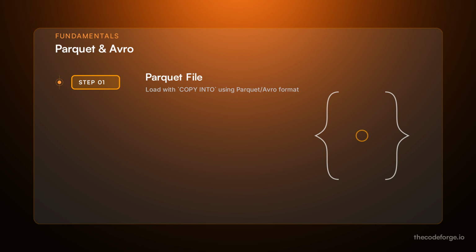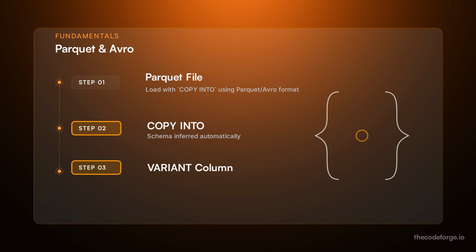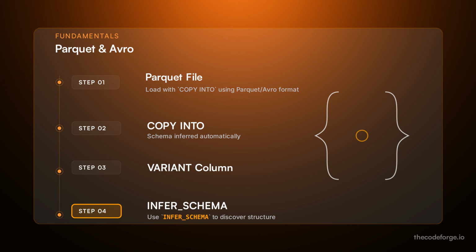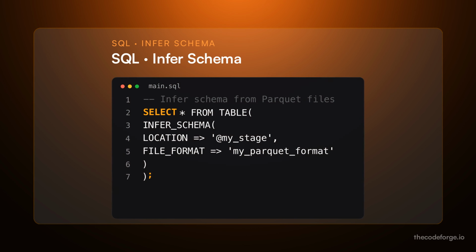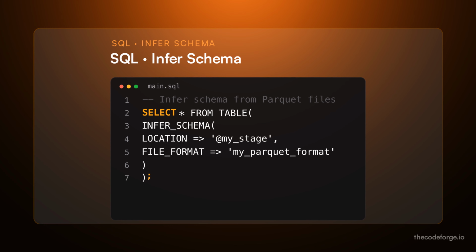Parquet and Avro, columnar formats common in data lakes, are loaded into variant columns using COPY INTO, similar to JSON. Schema can be inferred automatically or discovered via INFER_SCHEMA. Use the INFER_SCHEMA function to discover the column names and types in your Parquet files before querying.